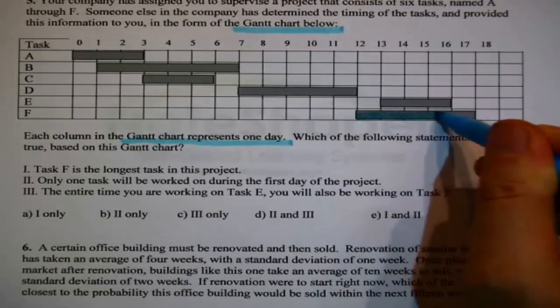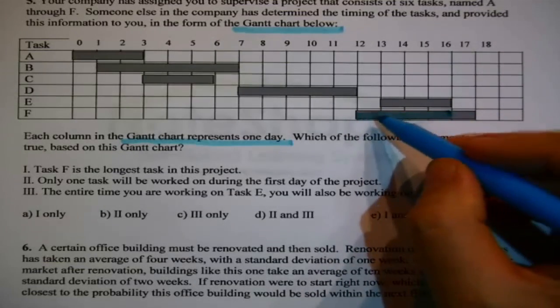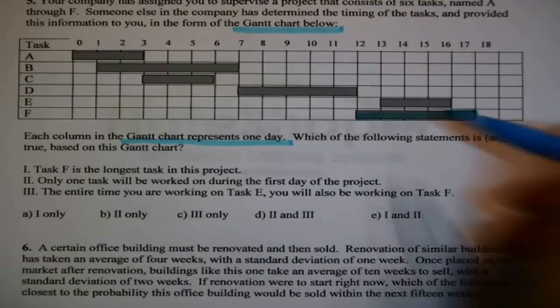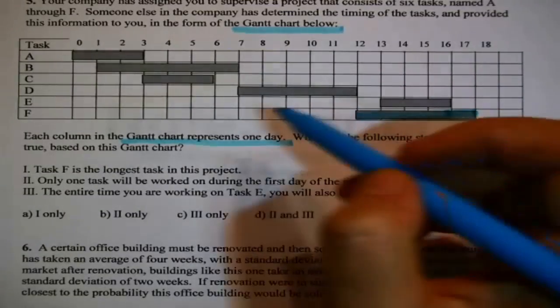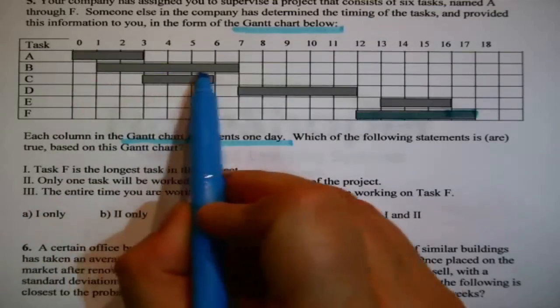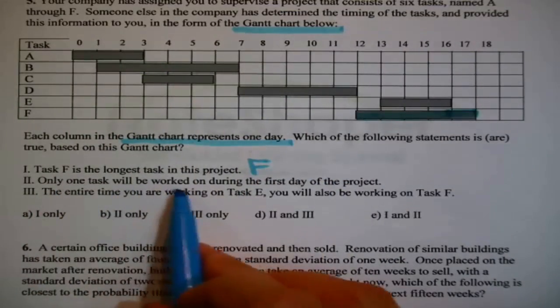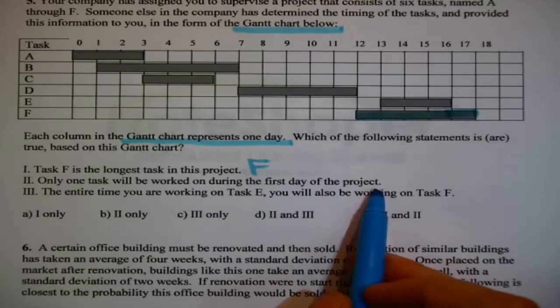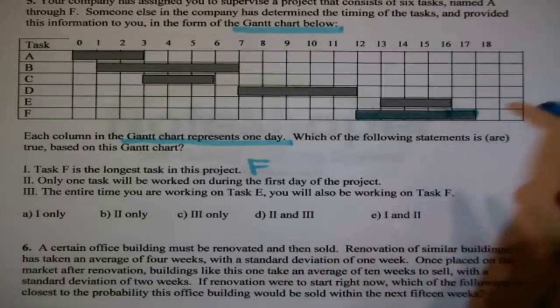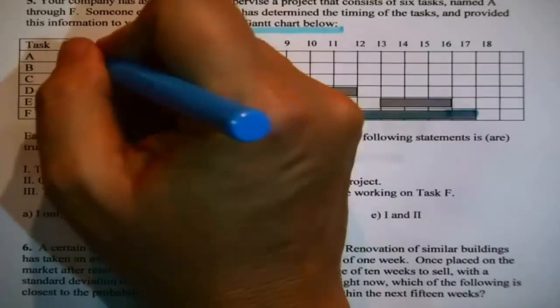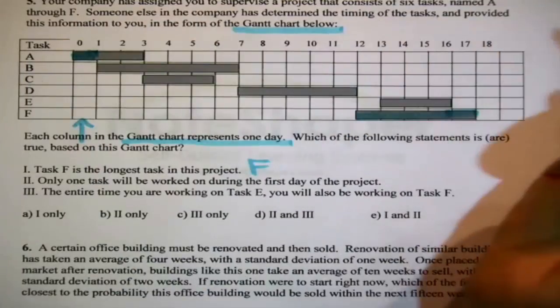Okay, take them one at a time. Task F is the longest task in this project. Task F, where is it? It's right here. The longest task in the project. Well, how long is it? Each column is a day. 1, 2, 3, 4, 5. It's 5 days long. Is that the longest one in the whole project? No. Isn't B 1, 2, 3, 4, 5, 6? That's false.